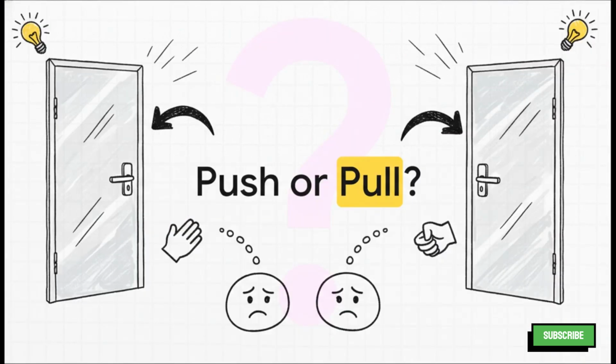So let's just dive right in with a super simple question you've probably faced a million times. You walk up to a door. Do you push or do you pull? Seems obvious, right? But what if the design of the door itself is sending you the completely wrong signal?